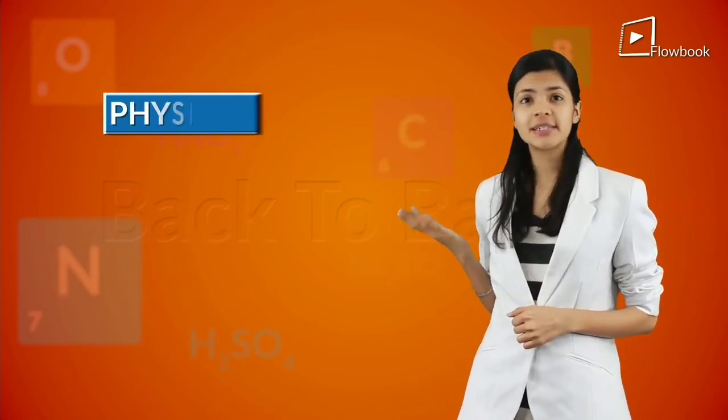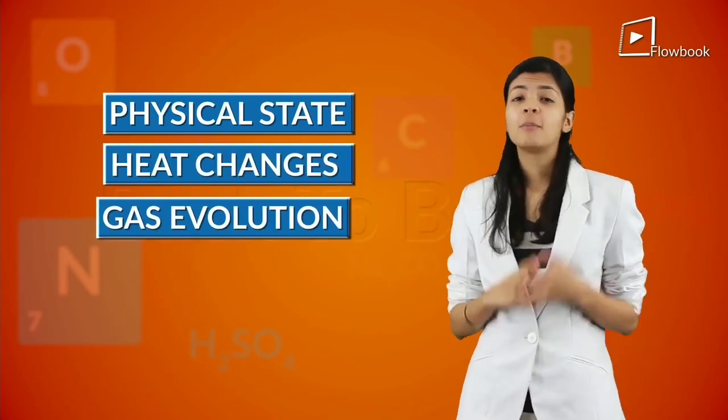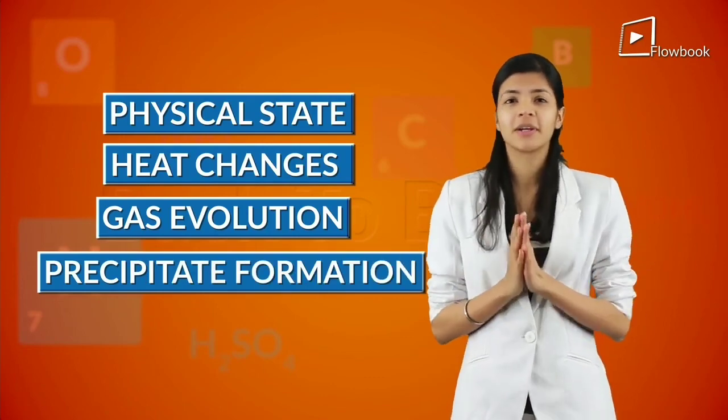So what have we learned today? We have learned how to express physical state, heat change, gas evolution, and precipitate formation in a chemical equation.